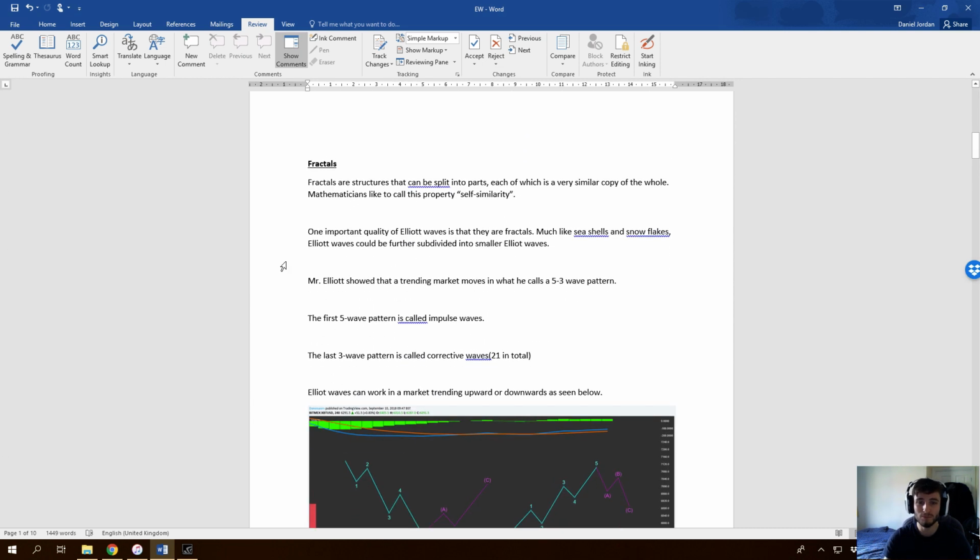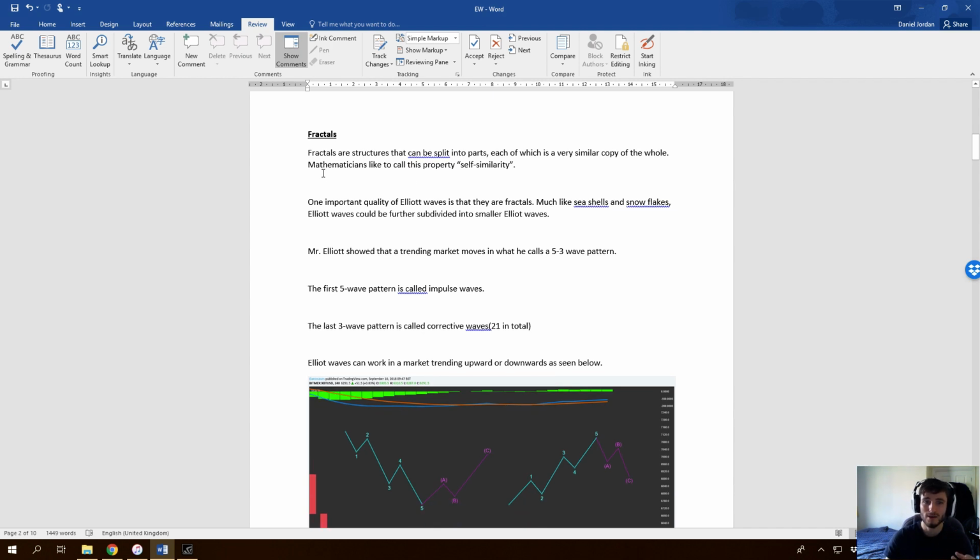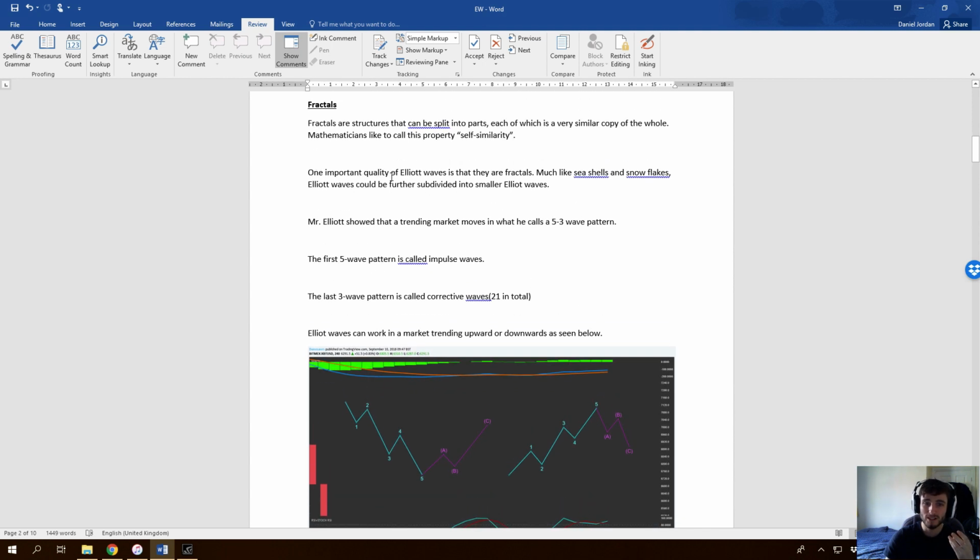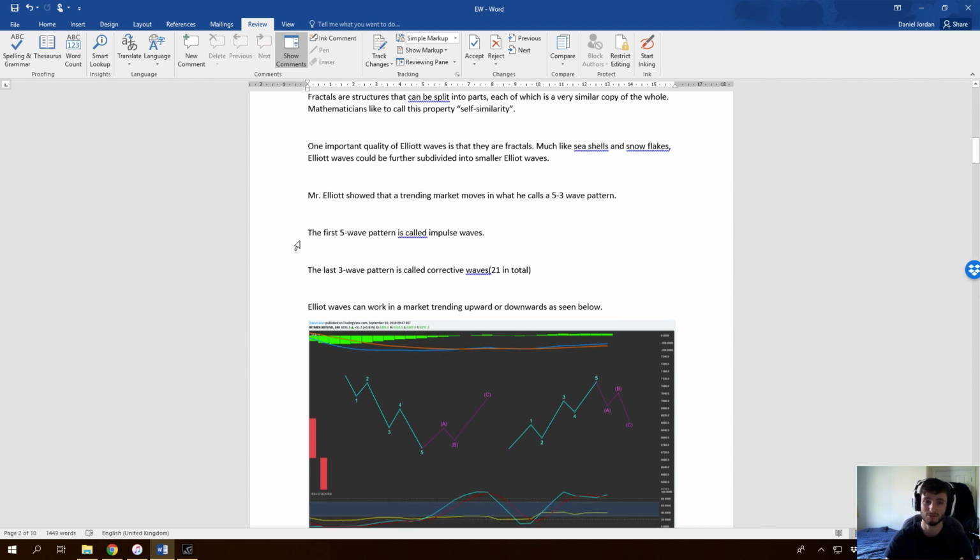Okay, so it's important to understand that fractals are, I hope I'm pronouncing this okay, sorry, my pronunciation is not great here. Fractals are structures that can be split into parts, each of which is a very similar copy of the whole. Mathematicians like to call this property self-similarity. So one really important thing to know is that Elliott waves are made up of fractals. Much like seashells and snowflakes, how they are all essentially the same, Elliott waves can be further subdivided into smaller Elliott waves, as I just mentioned.